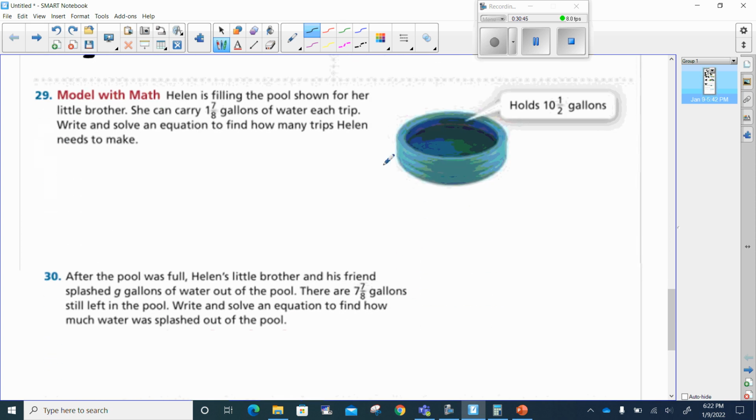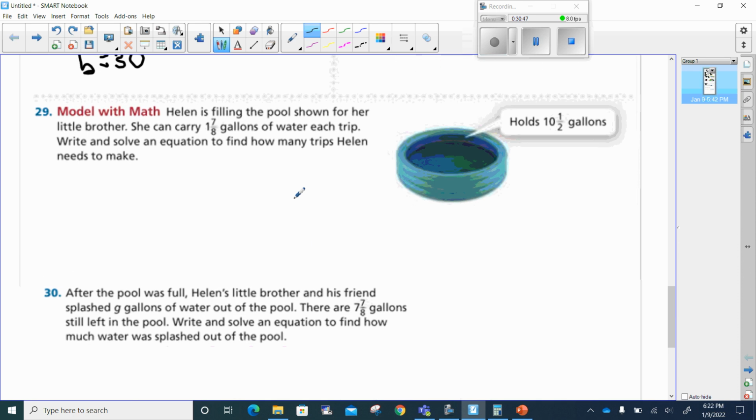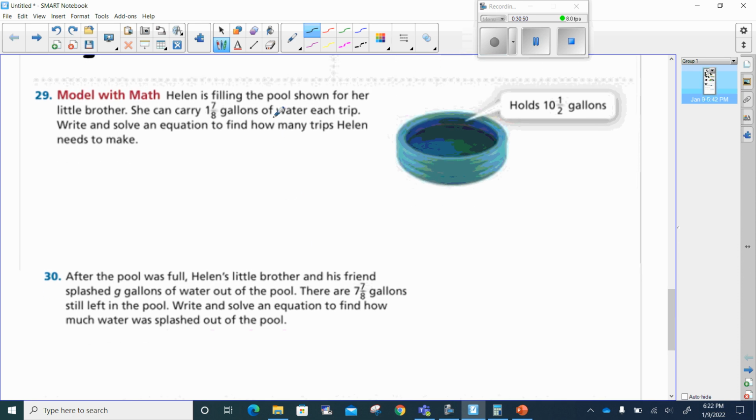Number 29 is next. And I think it's, oh, no, it's not my last one. Helen is filling a pool. And I see, did we do a code word at the beginning of this? I think we did. Helen is filling a pool shown for her little brother. She can carry 1 7/8 gallon of water.